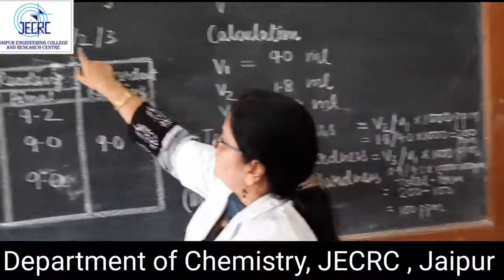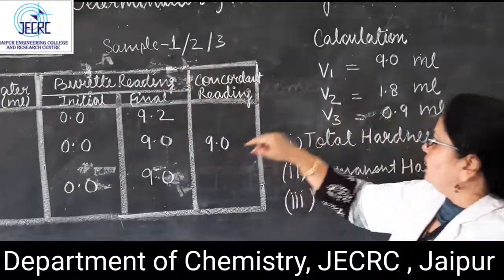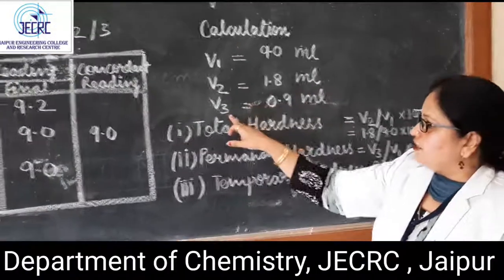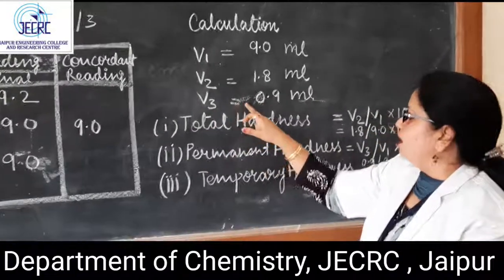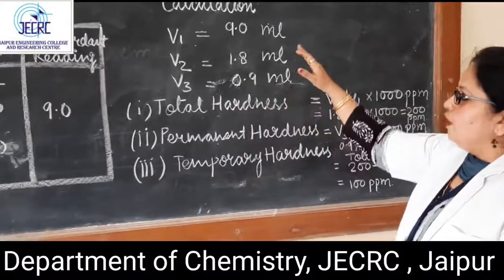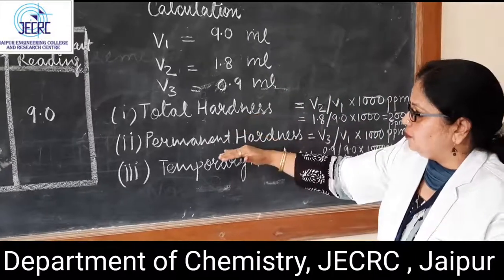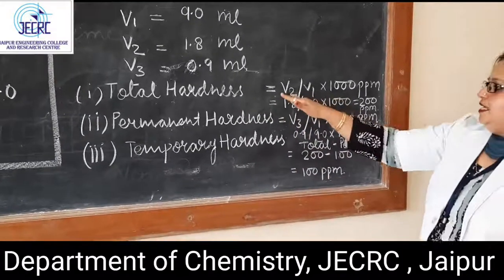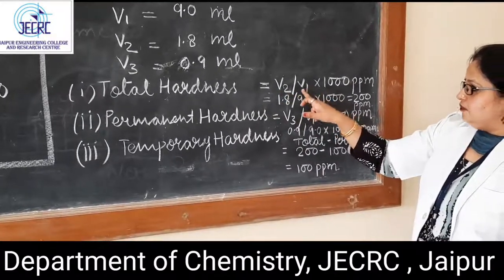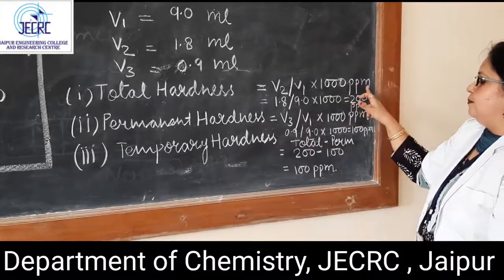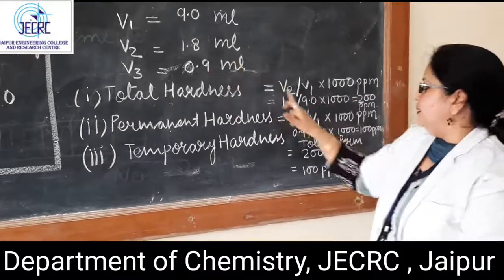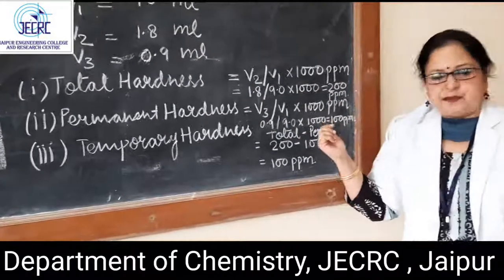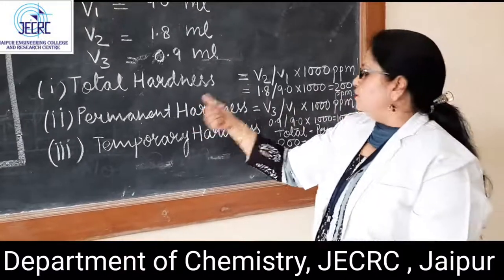Then we have to perform the titration with the second sample. For the second sample, suppose the concordant reading comes 1.8 ml. Then for the third, the boiled water sample, it comes 0.9 ml. Now we have to determine the total hardness, permanent hardness and temporary hardness. Total hardness is V2 divided by V1 into 1000 ppm. So V2 is 1.8 ml divided by 9.0 ml into 1000, which comes to 200 ppm. So our total hardness is 200 ppm.